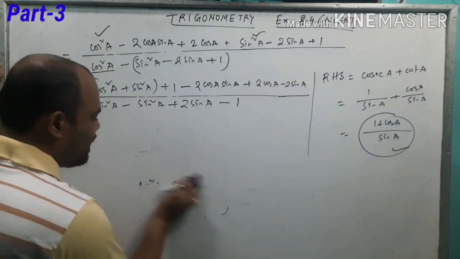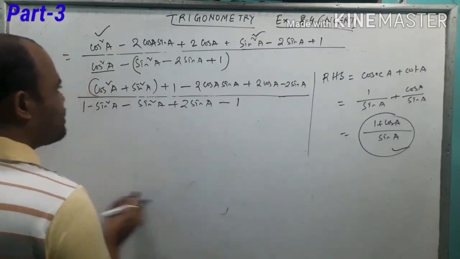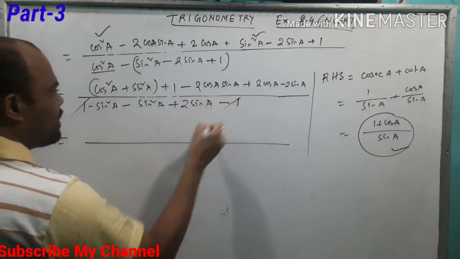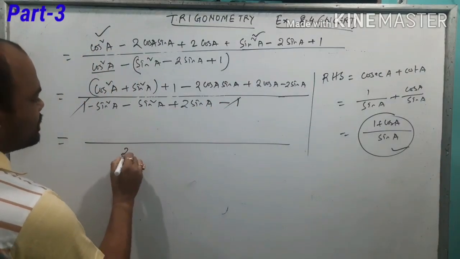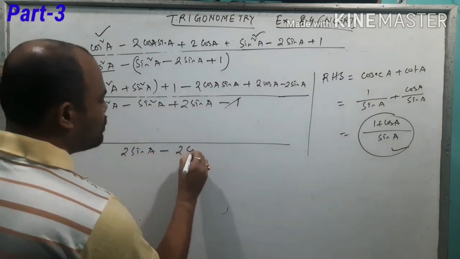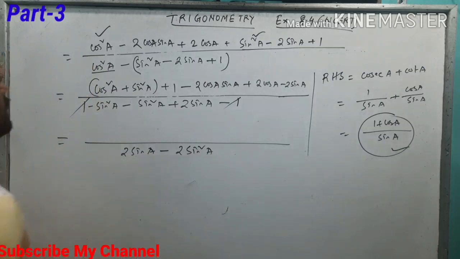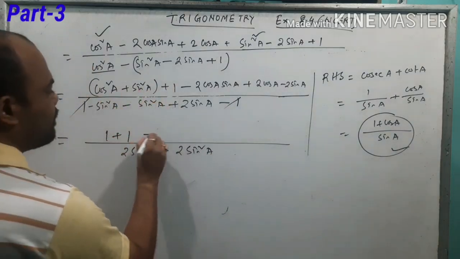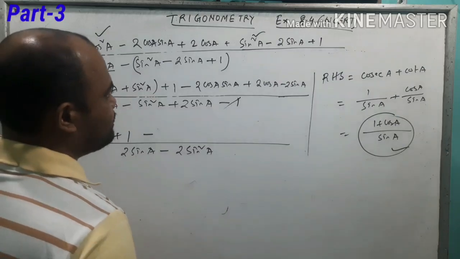In the next step, no technique is needed now, just simplify. The technique was the starting part. So this plus 1 minus 1 cancel, 2 sin a minus sin square a minus sin square a, it will be 2 sin square a. Here sin square a plus sin square a, 1 plus 1.